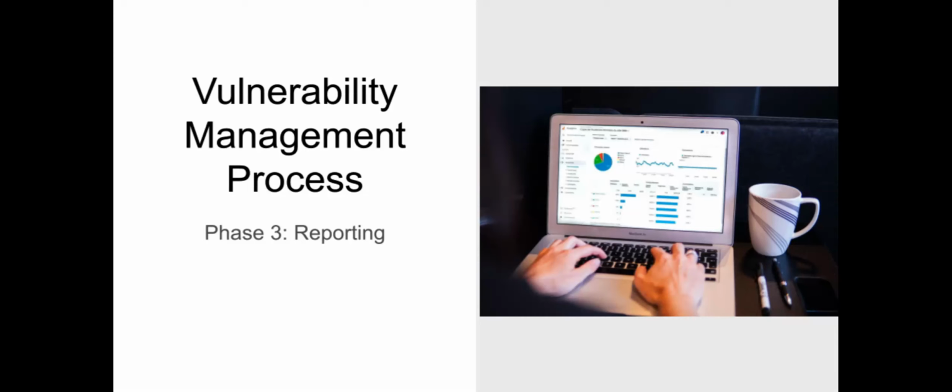In this step, vulnerability findings are documented and reported to relevant stakeholders, such as the security team, system administrators, and systems owner. The reports should provide a clear overview of the vulnerabilities, their risk level, and recommendations for remediation. Before you can distribute these reports, you need to know what to look for in the scan results.